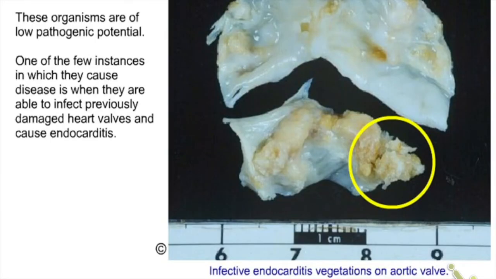This is an example of infective endocarditis on the aorta. It's the major blood vessel of the heart. So this is the aorta.